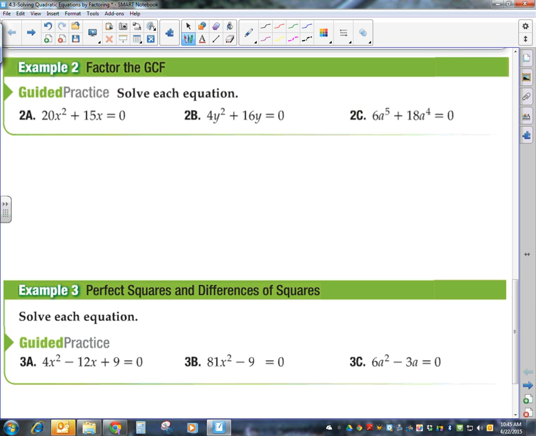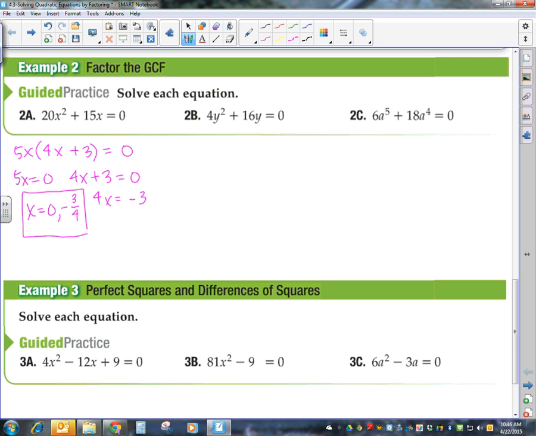So in looking at this problem, I have two terms. The first thing I always want to do is look for a GCF, which in this case is 5x. What I'm left with is 4x plus 3. And once I have it factored, then I would set each factor equal to 0. So I'm dividing by 5, gives me x equals 0, 4x equals -3, so the other one is -3/4. So those are my answers.